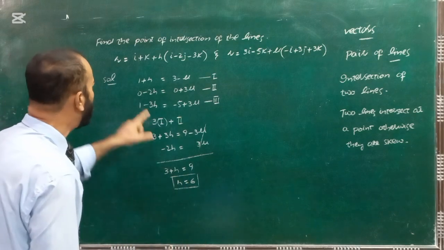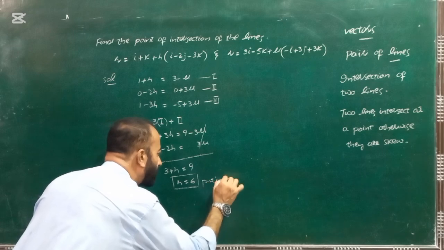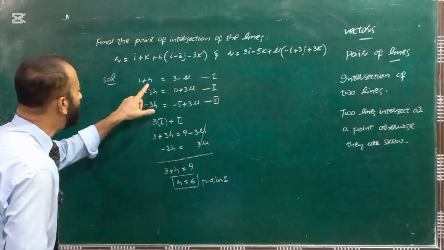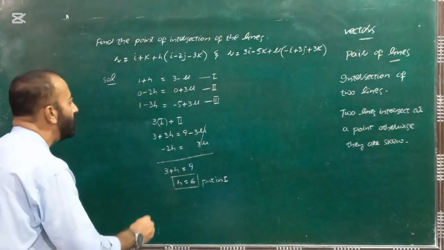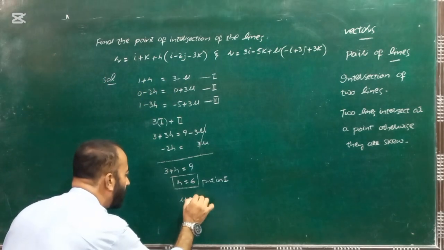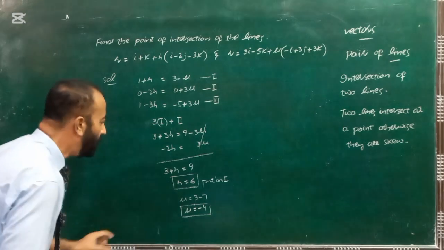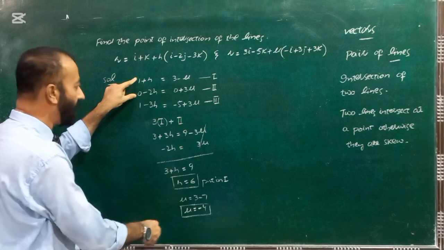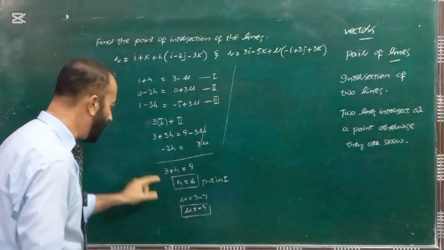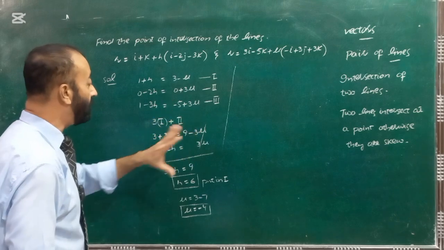Okay, put this value of lambda in equation number 1. So lambda is 6, so 6 plus 1 is 7. So 3 minus 7 will be equal to mu, and mu will be equal to minus 4. So this is the value of mu. So we have used equations number 1 and 2 to find the values of lambda and mu. Now we are going to put these values of lambda and mu into equation number 3. If this is satisfied, then the lines will have a point of intersection.